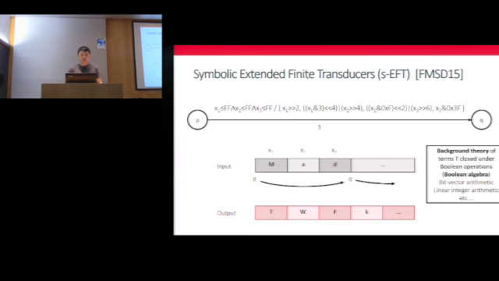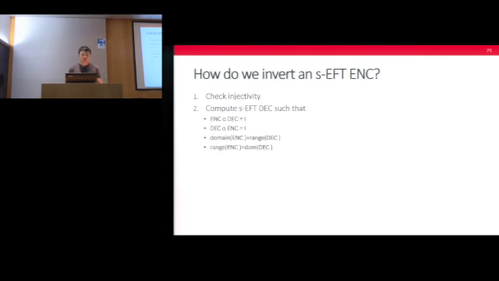A symbolic extended finite transducer operates on characters derived from the background theory of terms T that is closed under Boolean operations. So if we want to have good properties, we can choose Boolean algebras such as bit vector arithmetic or linear integer arithmetic. So the transducer is strong enough to model the encoders and decoders. And the next question is how to invert an injective transducer encoder.